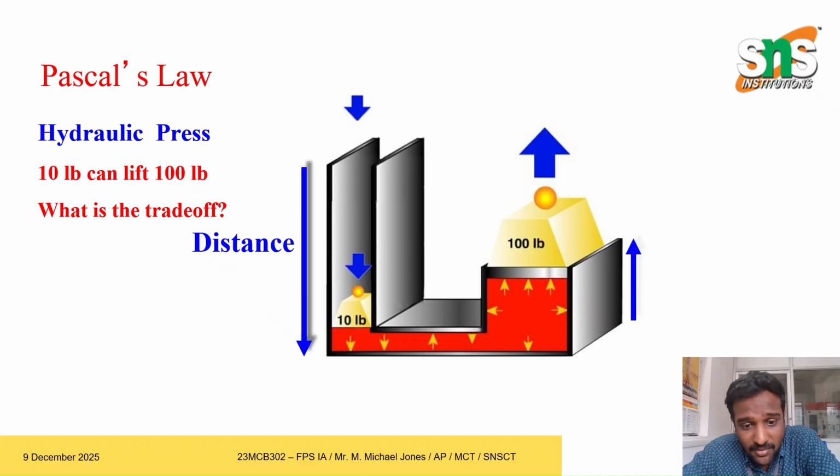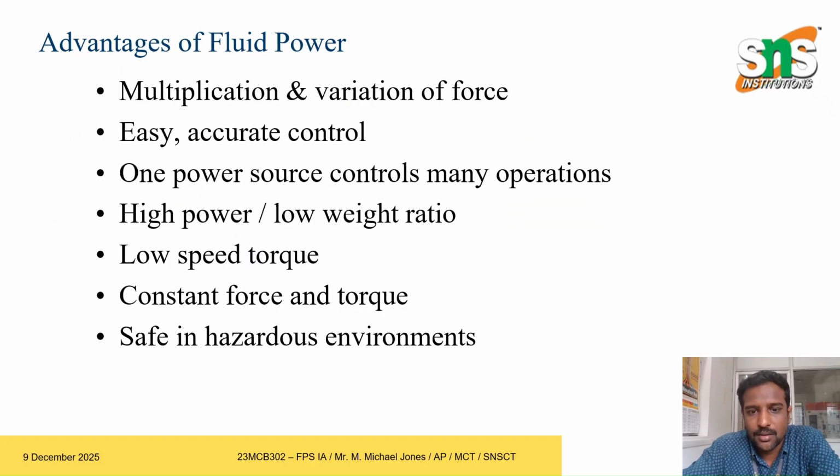So the basic thing is Pascal's law. We can see the hydraulic press. Only 10 pounds is applied on the left side, and on the right side we are going to lift 100 pounds. This is the application of Pascal's law, the hydraulic press. 10 pounds is pressed on the bottom side and 100 pounds is lifted. You can see the difference in areas. The areas may be different, but the pressure applied is equal.